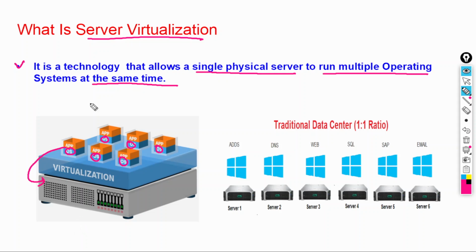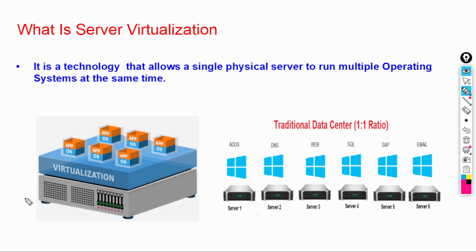So with this technology, you will take one physical server. On the top of this physical server, you will install virtualization software. This virtualization software will help you to create virtual machines. So we will create multiple virtual machines here. We need six applications to be installed, so we will create six virtual machines. One, two, three, four, five, six.